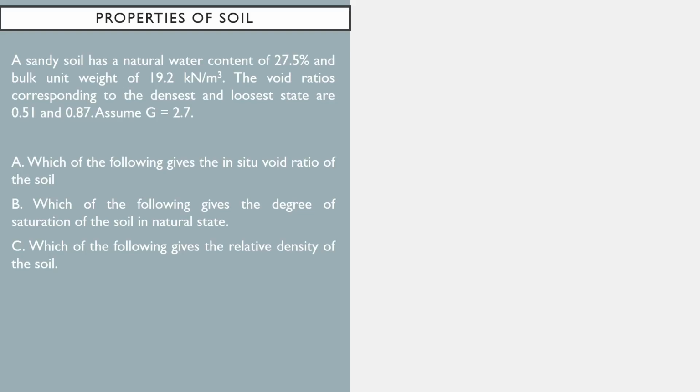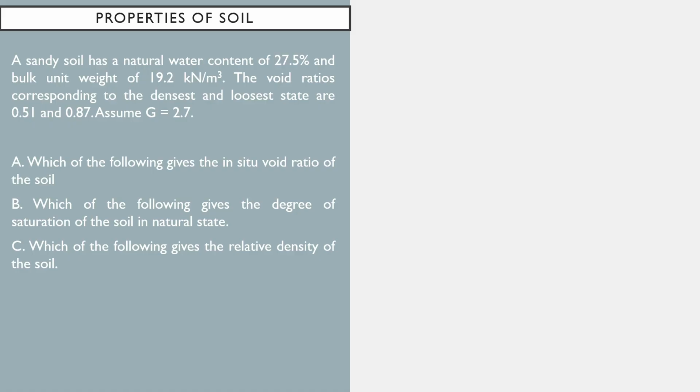Here is our problem. Ayan, basahin muna natin. A sandy soil has a natural water content of 27.5% and bulk unit weight of 19.2 kilonewton per cubic meter. The void ratios corresponding to the densest and loosest state are 0.51 and 0.87. Assume specific gravity is equal to 2.7. Ayan, pinapahanap sa atin yung in situ void ratio of the soil, degree of saturation, and relative density of the soil. Ayan. So, dito hahanapin natin yung tatlo.